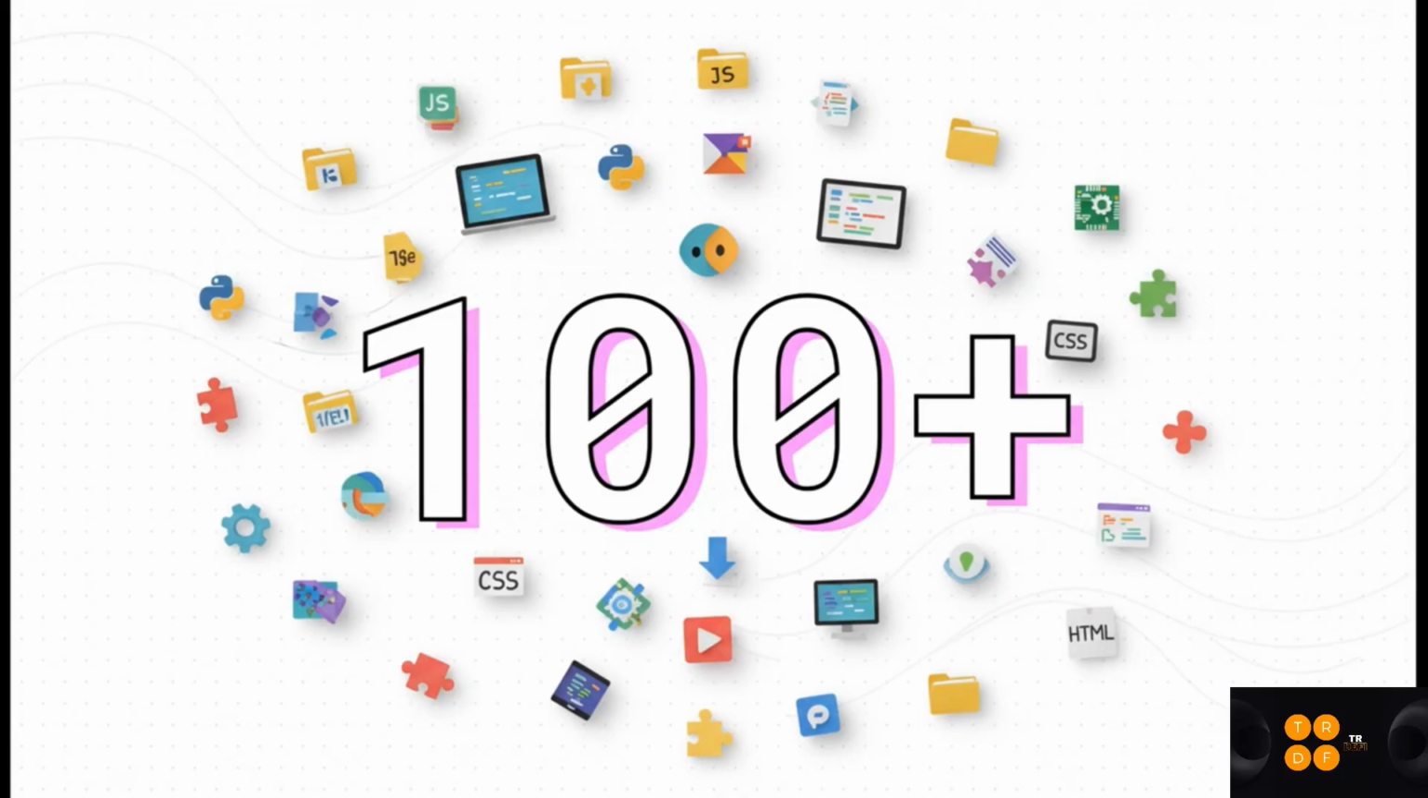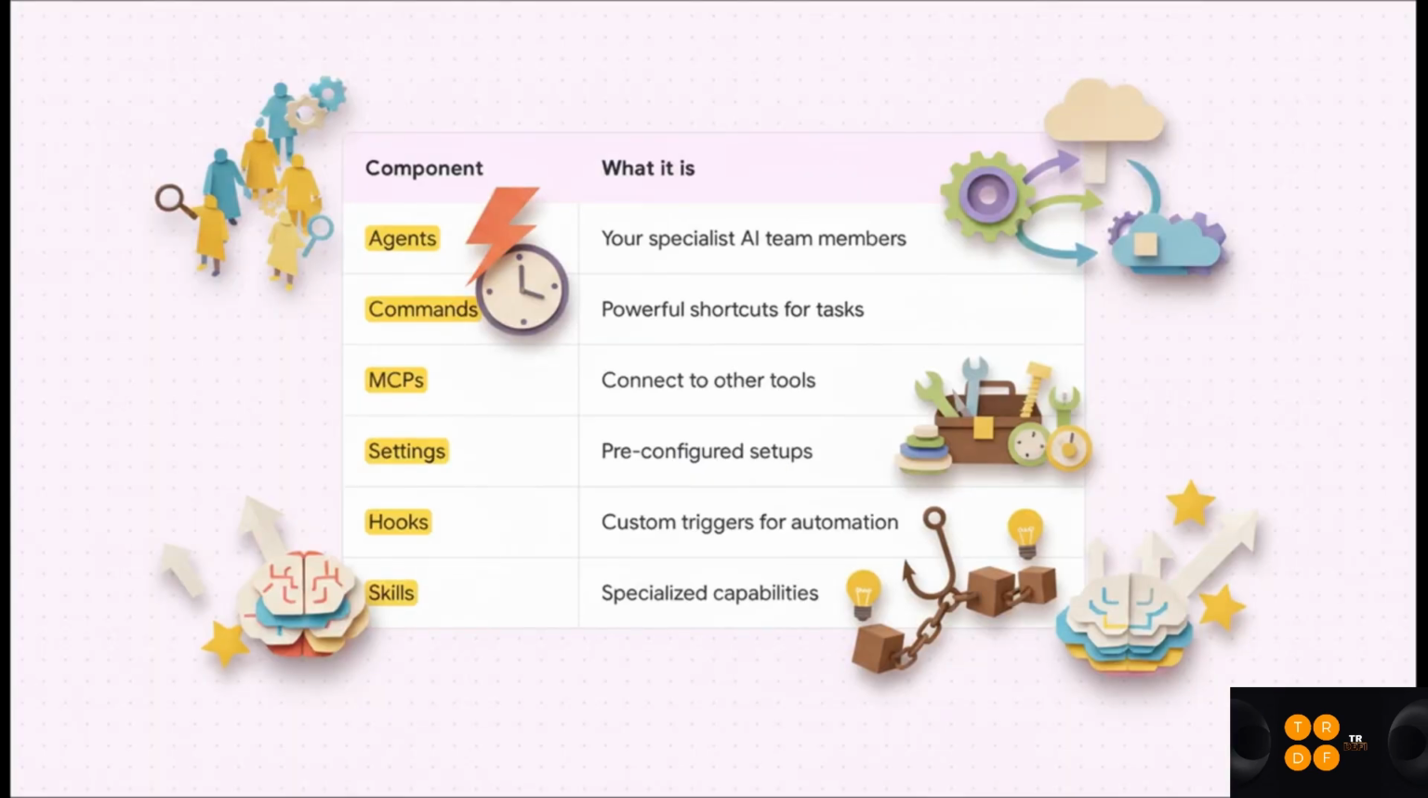And we're not talking about some little corner store either. This is a big app store. We're talking over 100 free open source templates that are ready to go right now. You can browse them, see what they do, and just install them with a click. Now, these apps come in a few different flavors. First, you've got agents. Think of these as specialist AI team members you can just hire on the spot. For instance, you can install a senior architect agent that's already set up to review code for security flaws. Then you have commands for shortcuts, MCPs to connect Claude to other tools, pre-configured settings, custom hooks for automation, and specialized skills to make your agents even smarter.